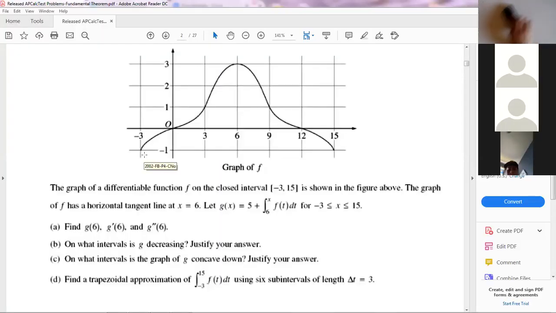This one says, find a trapezoidal approximation for the integral from -3 to 15 of f(t) dt using 6 subintervals of length 3. Okay, 6 subintervals of length 3. We have not covered the trapezoidal rule yet, but this is going to be easy. Everybody knows what a trapezoid is, correct?